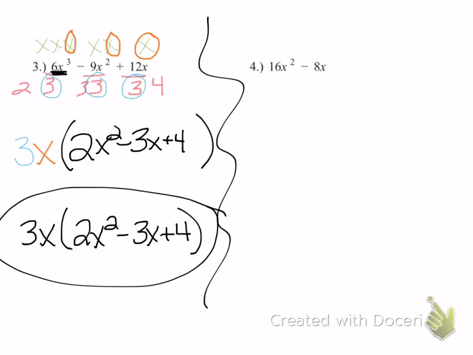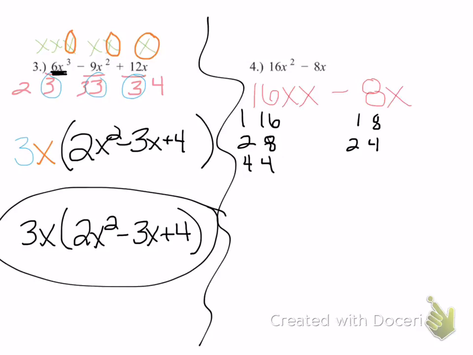Okay, so let's try that one more time, just in case I'm blowing your mind and you're still confused. So if we look at 16 and 8, we've got 16x squared, which is 2 x's. Then we've got minus 8 and then 1x. Well, numbers that multiply to 16, we've got 1 and 16, we've got 2 and 8, and we've got 4 and 4. Numbers that multiply to 8, we've got 1 and 8, and we've got 2 and 4.